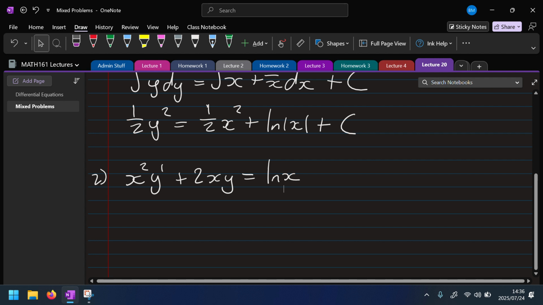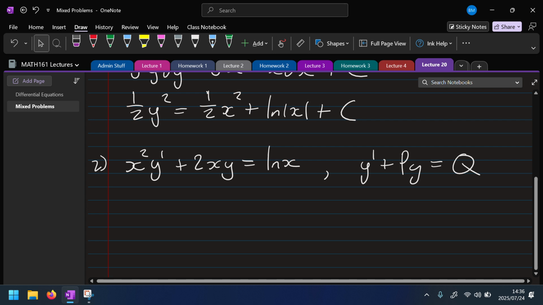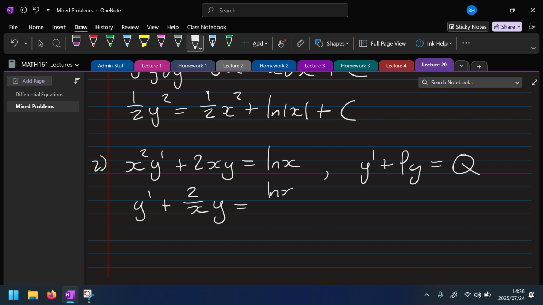However, it is not in the standard form. Remember, standard form for linear is y prime plus py equals q. We don't have that. That's not here. So let's divide through by x squared. So we're going to have y prime plus 2 over x y is equal to natural log of x over x squared. Okay. Now this is in standard form. So we've got p, that's 2 over x, and q, that's everything on the right-hand side.